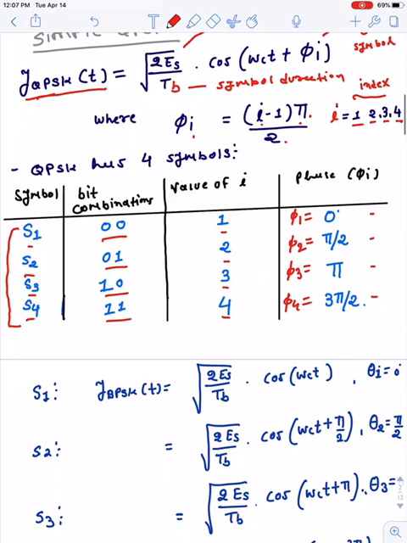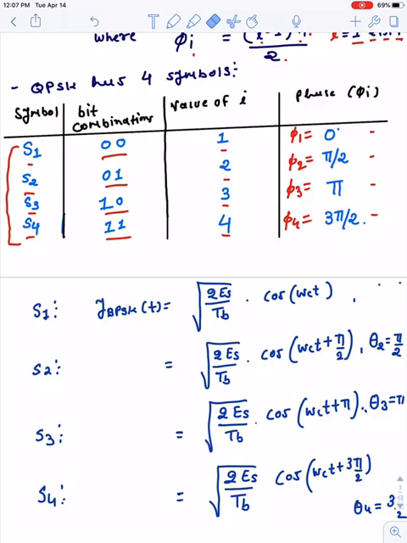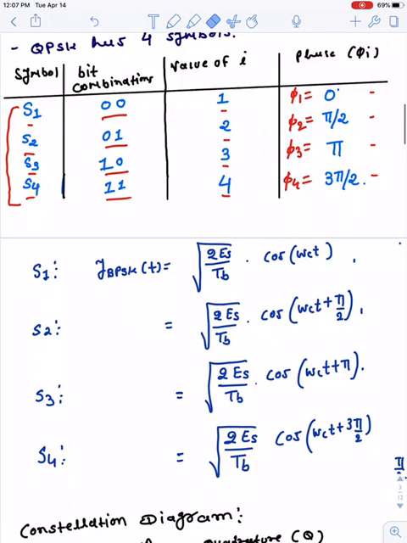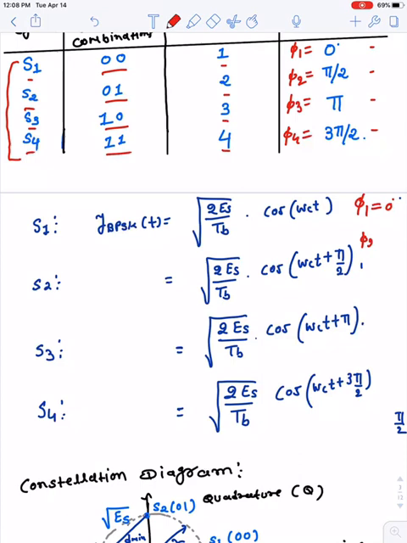If you put all this in the equation, let's see what happens. The first phase is 0 degree, so in cos(omega_c t plus phi_i), phi_1 is equal to 0 degree. If you put 0 degree in this equation, the equation reduces to the square root of 2Es by TB times cos(omega_c t). Then we put phi_2 for symbol 2, that is a pi by 2 phase shift, so that is cos(omega_c t plus pi by 2).